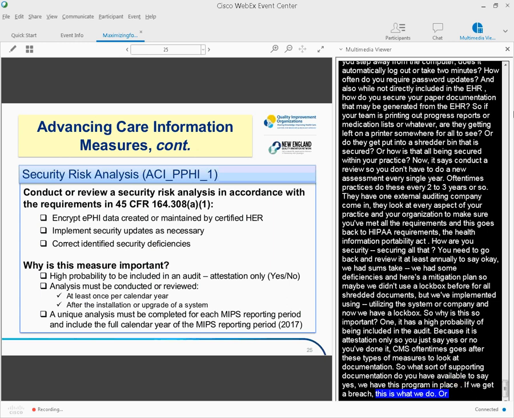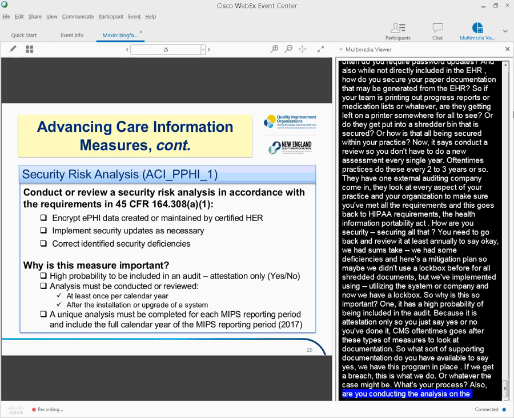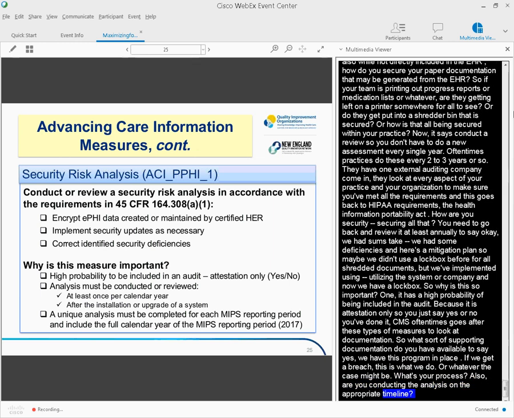So, again, I said at least once per calendar year. The other time you really need to reassess is if you do any sort of additional installation or upgrade of your system. Obviously, that's changing what was already in place. You just need to make sure you have everything in place to continue saying, yes, I've done my due diligence and my system is secure.